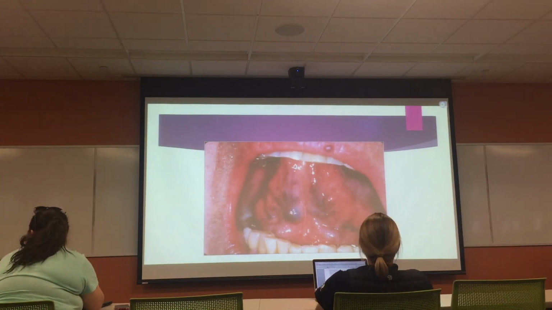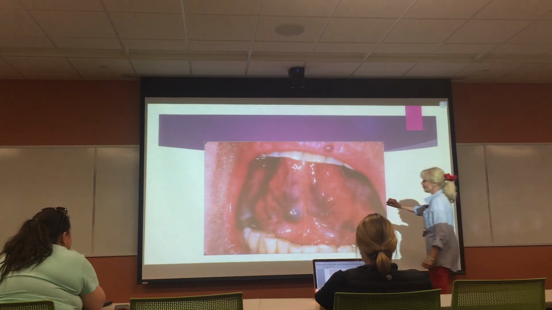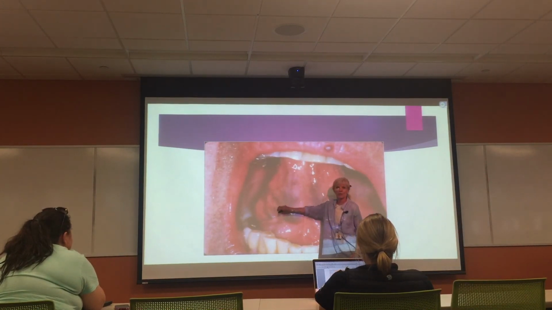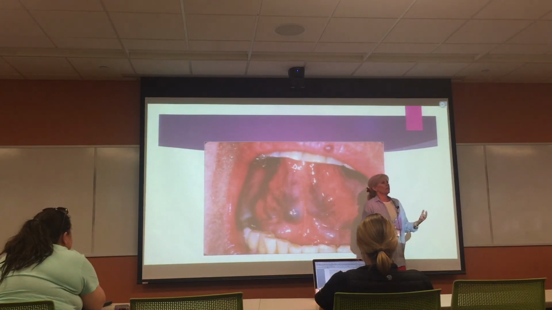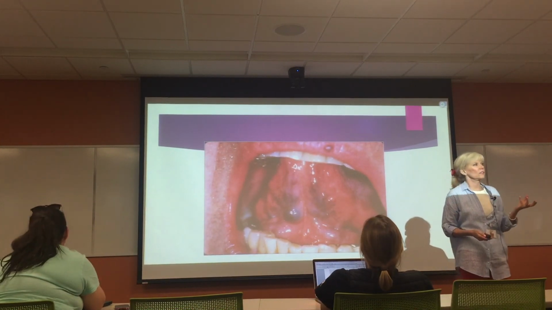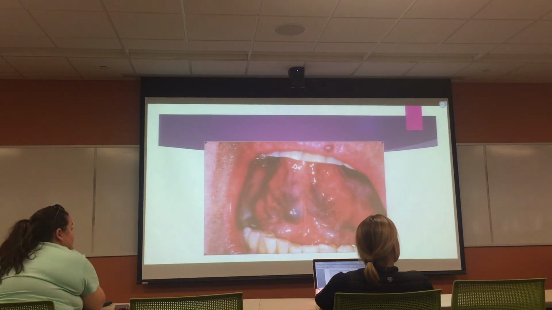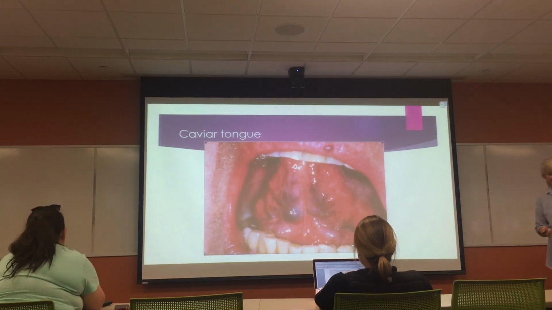So people thought it looked like something. There are little dark globs. What is something that you eat that's dark? I've never had it. It doesn't sound very good to me, and I don't want to eat it. Caviar. Yes, caviar tongue.